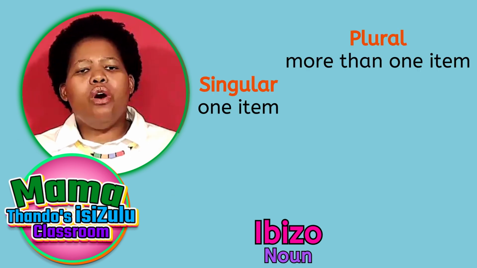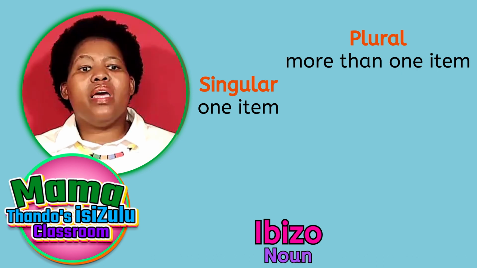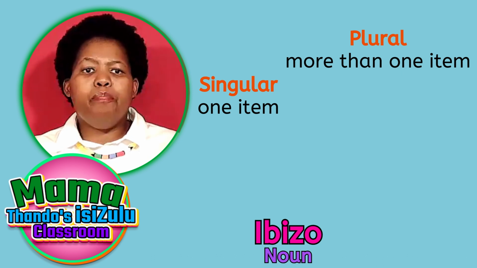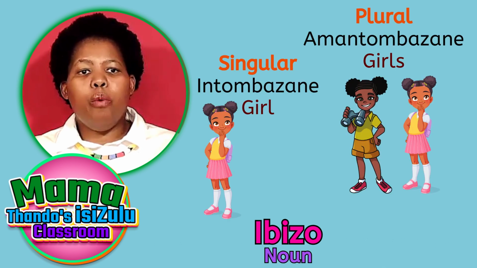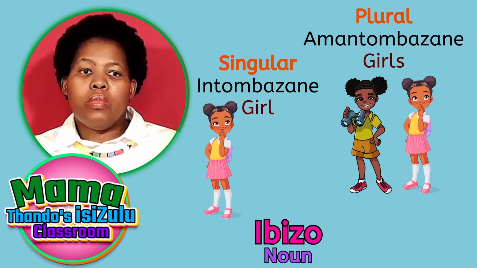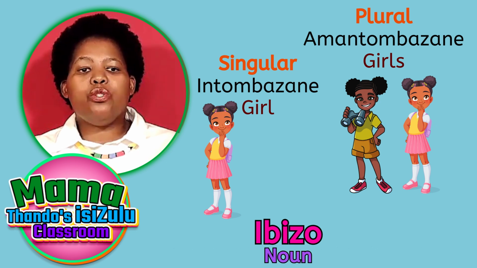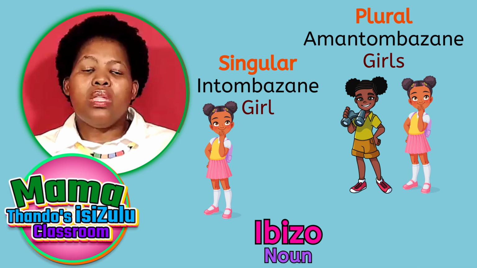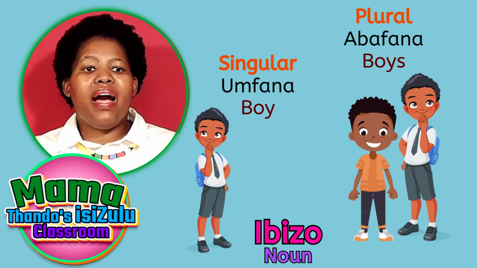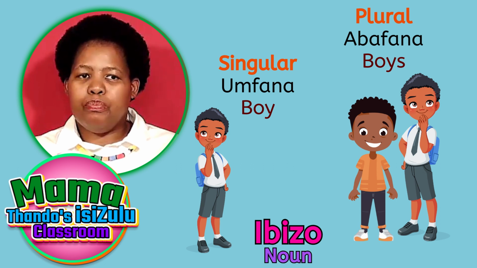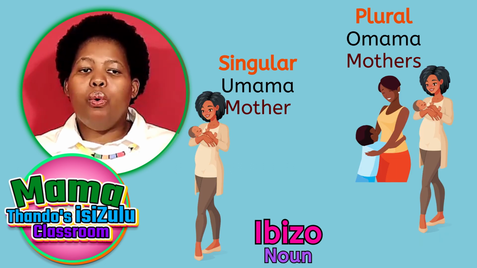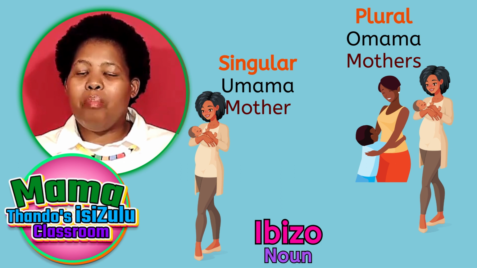When there is one of a thing, we use the word singular. When there are more than one, we say plural. For example, one girl is intombazane. Girls, amantombazane. A boy, umfana. Boys, abafana. A mother, umama. Mothers, omama.